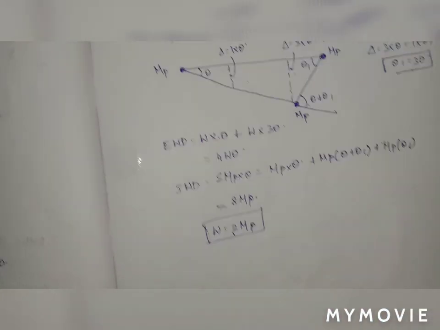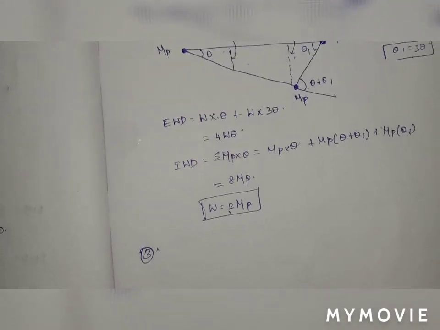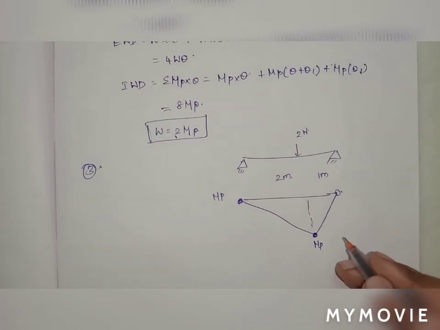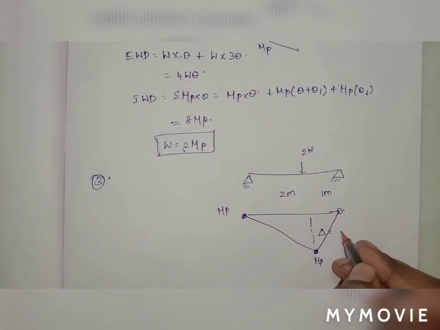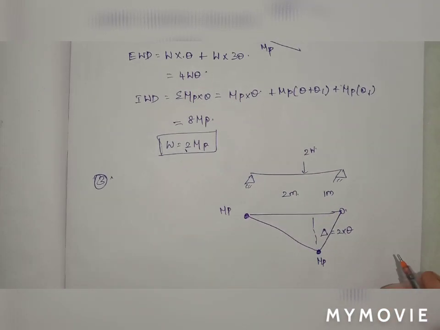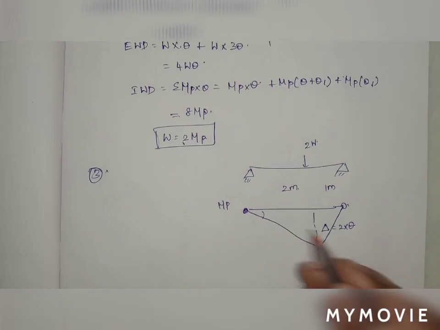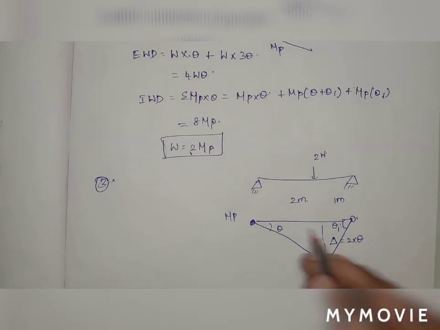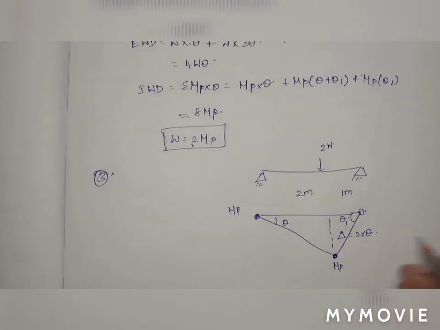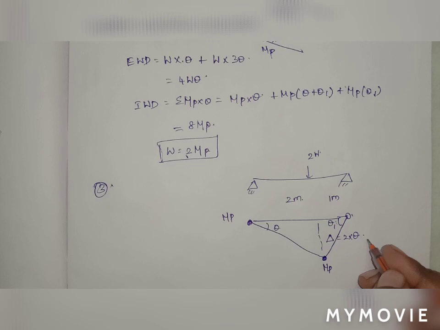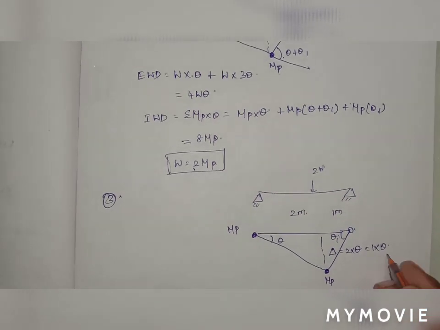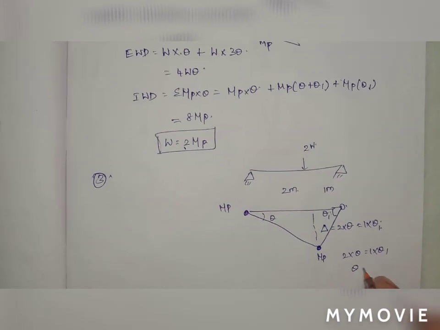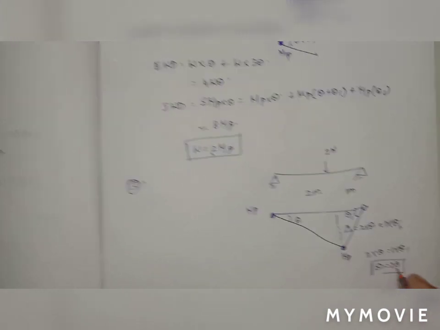So the next thing, mechanism 3. I have plotted the plastic mechanism diagram. Here the deflection is equal to 2 into theta. Okay, here it is not a symmetrical section. The deflection is equal to 2 into theta, or it is equal to 1 into theta 1. So 2 into theta is equal to 1 into theta 1. So theta 1 is equal to 2 theta.